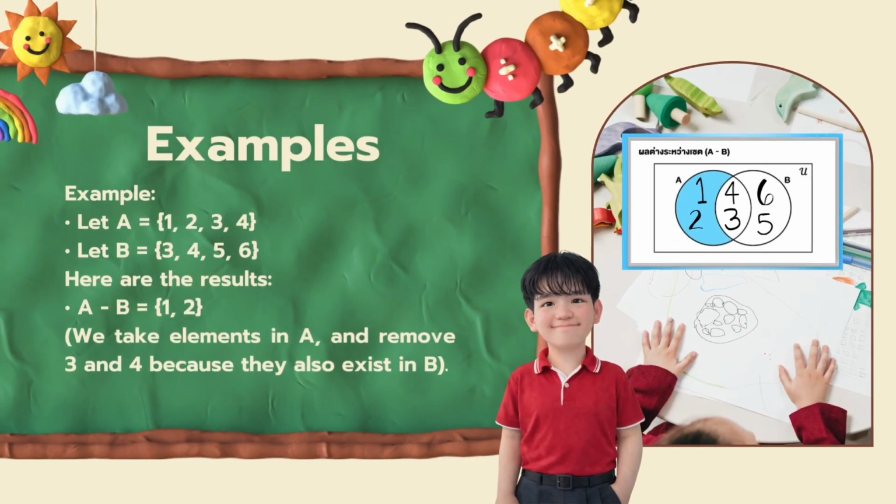Imagine we have set A, which contains the numbers 1, 2, 3, and 4, and we have set B, which contains the numbers 3, 4, 5, and 6. If we want to find A minus B, we start with the elements in A. Then we look at B and see that they share the numbers 3 and 4. So we remove those from our group. This means our final result for A minus B is simply the set containing 1 and 2. And that's how you find the difference between two sets.